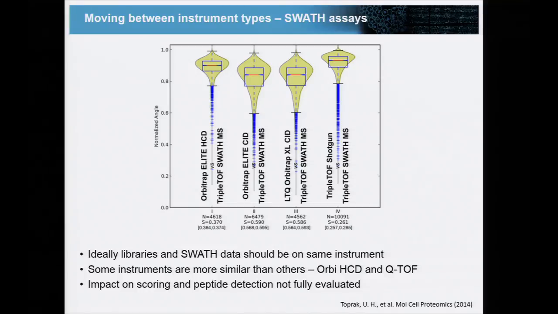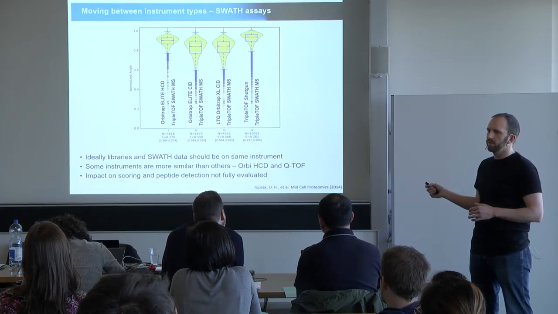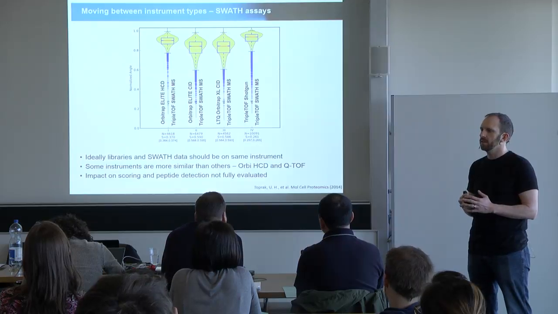If you do Orbitrap Elite HCD, well, it's pretty good. If you go to Orbitrap Elite CID, it means you're doing the MS2 spectra in the ion trap, and the collision is happening in the ion trap, not beam type, then the agreement goes down a bit. Same for this LTQ XL, where the fragmentation is happening in the ion trap. And the best agreement we get is from TripleTOF shotgun to TripleTOF SWATH. This is kind of obvious because it's exactly the same instrument.